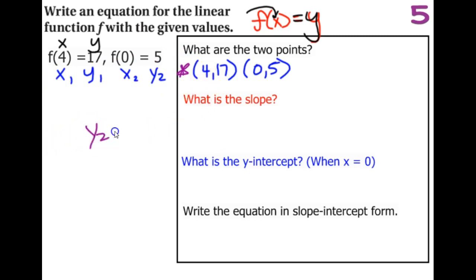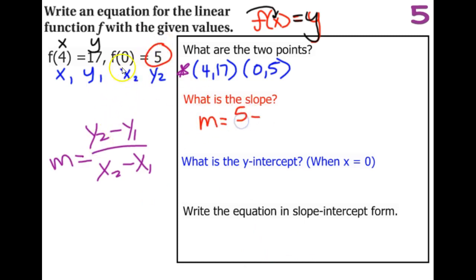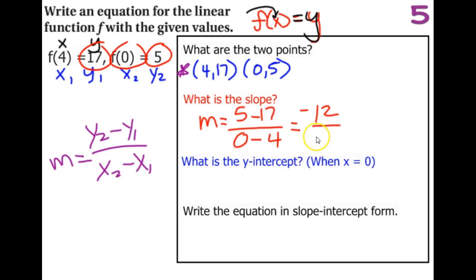So let's plug it into our equation, y2 minus y1 over x2 minus x1. So first, y2 is 5 minus y1, which is 17. Then on the bottom, x2, which is 0, minus x1, which is 4. Well, 5 minus 17, there's more negatives. Well, 17 minus 5 is 12, so negative 12. 0 minus 4 is still a negative 4. When I divide here, two negatives make a positive, and 12 divided by 4 is 3. So there's our slope, m.